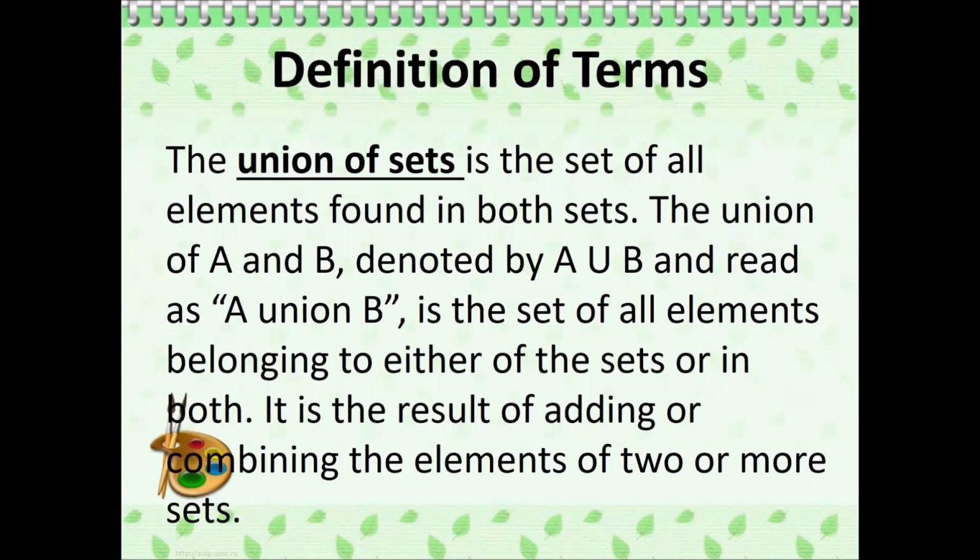The union of a set is the set of all elements found in both sets. The union of set A and set B, denoted as A ∪ B and read as A union B, is the set of all elements belonging to either of the sets or to both. It is the result of adding or combining the elements of two or more sets.